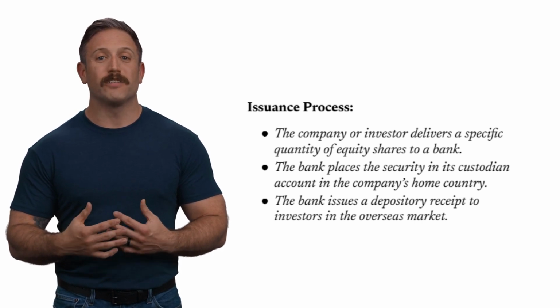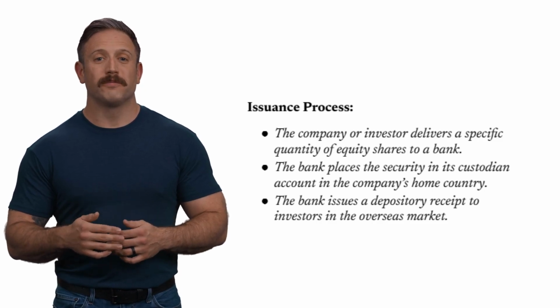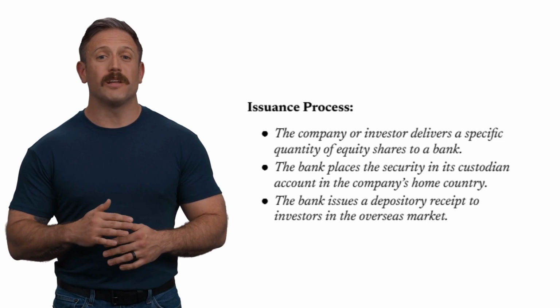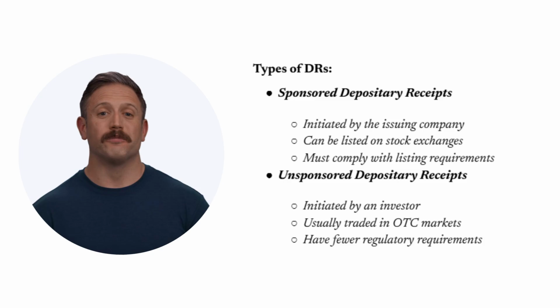Then, the bank places the security in its custodian account in the company's home country. Finally, the bank issues a certificate, known as a depository receipt, to investors in the overseas market. Types of depository receipts. There are two types of DRs.